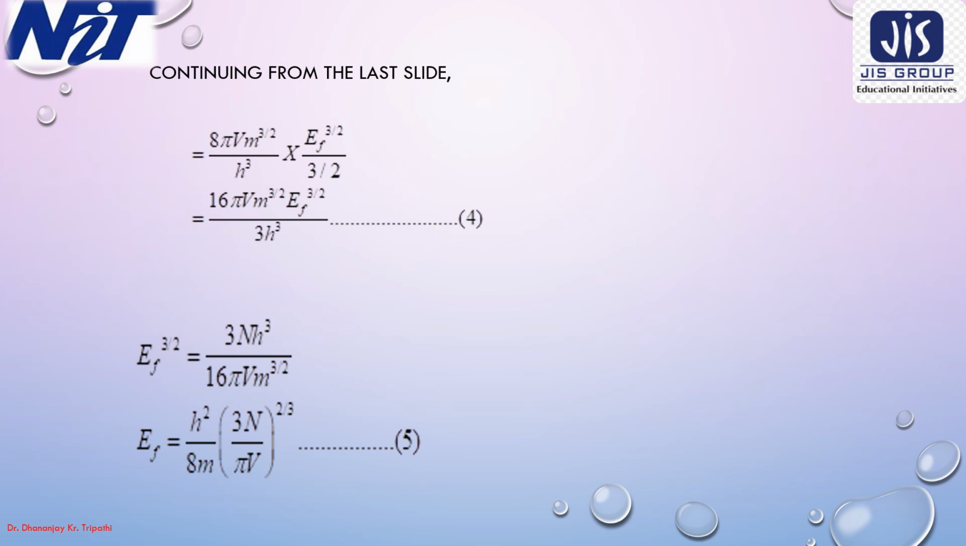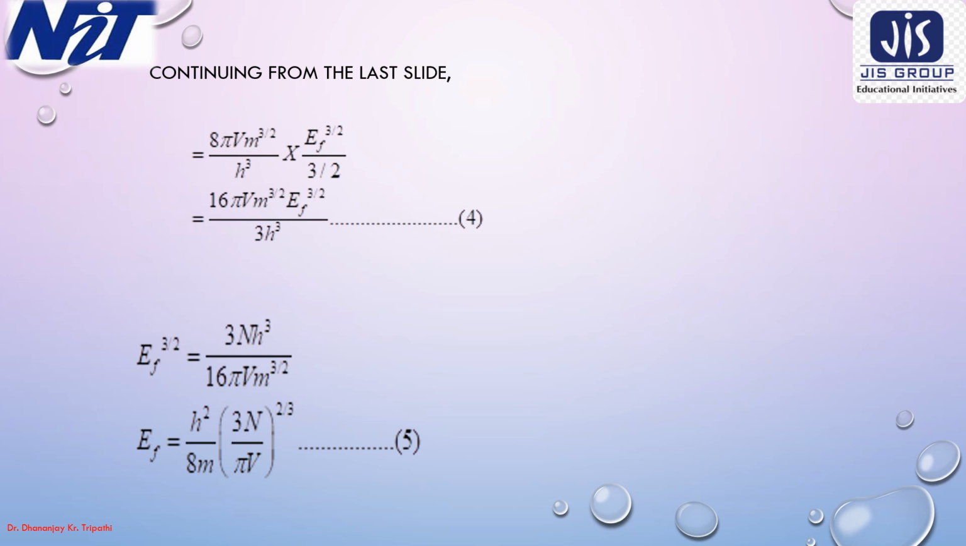So this will give us EF^(3/2) by 3/2, which in turn gives us 16 pi V m^(3/2) EF^(3/2) by 3h cube, which is the total number of electrons in an electron gas. This is always asked in 4 marks: to derive the total number of electrons in the electron gas, or total number of electrons in a metal or in a conductor.